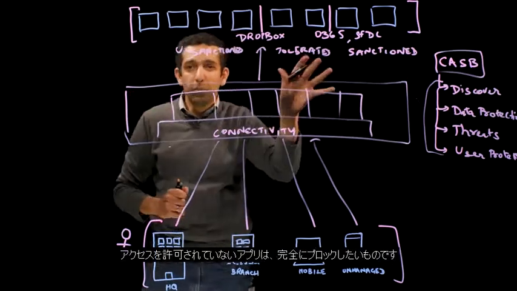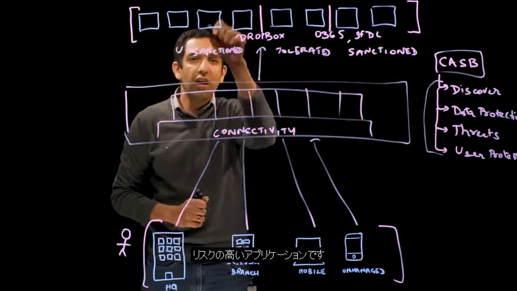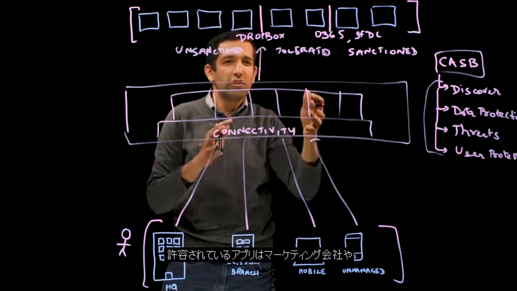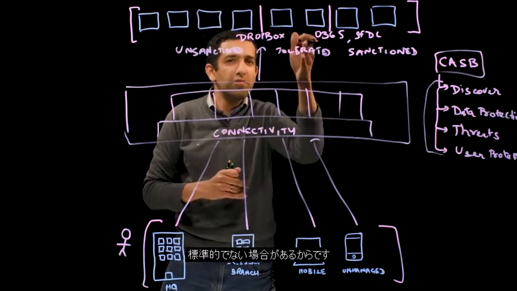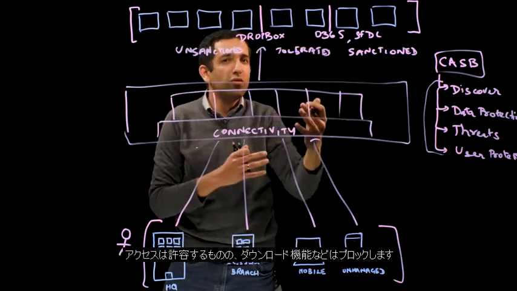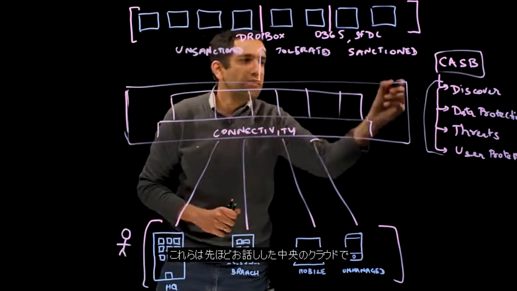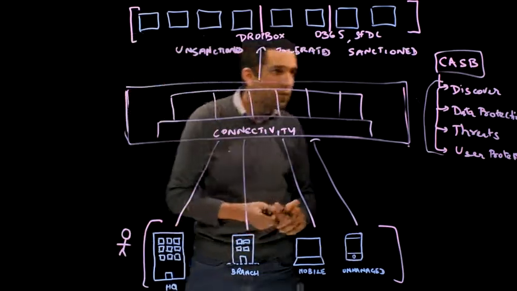Unsanctioned are the ones you want to completely block out. You want to make sure that no one's accessing these apps. These could be high-risk applications. And tolerated are the ones that you want to make sure that you may be working with a marketing firm or a law firm that actually uses apps that may not be standard. So you want to allow a little bit of access, maybe an upload function, but block out a download function. All this can be done with this central cloud-delivered CASB platform that we spoke about earlier.